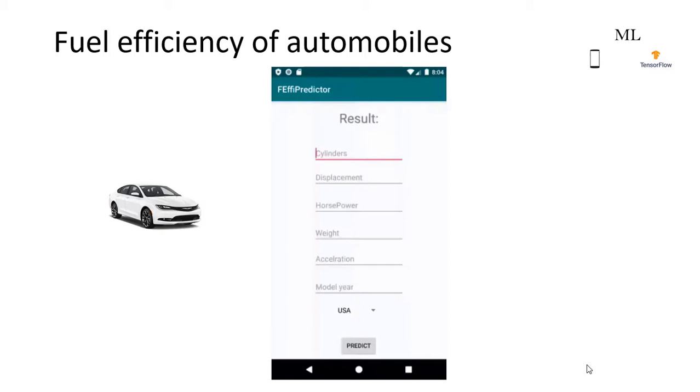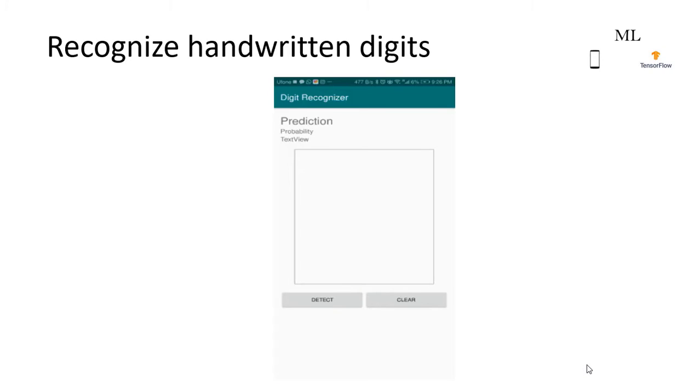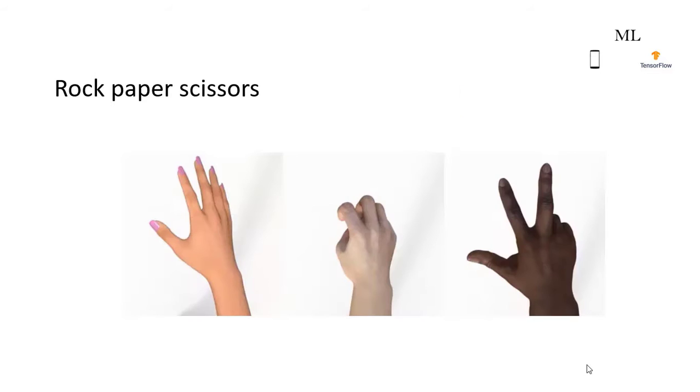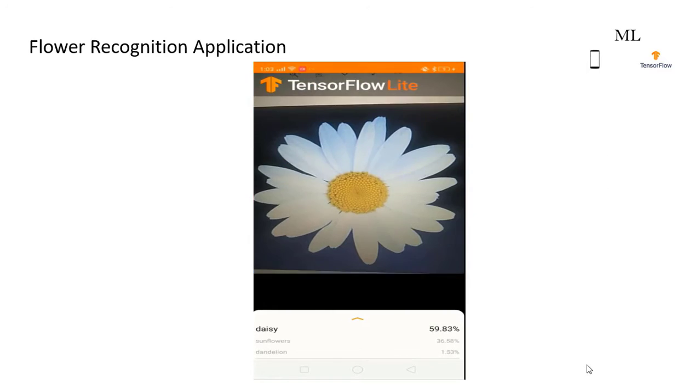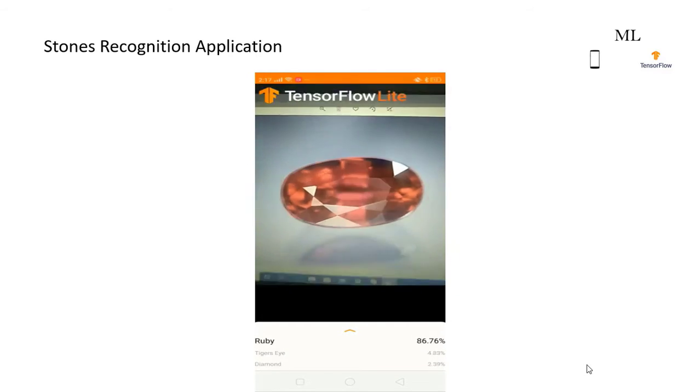After that, we will work on a couple of exciting and interesting applications like predicting fuel efficiency of automobiles, recognizing handwritten digits, cats and dogs classification, the rock, paper and scissors problem, recognizing different types of flowers, different kinds of fruits, and different types of precious stones.